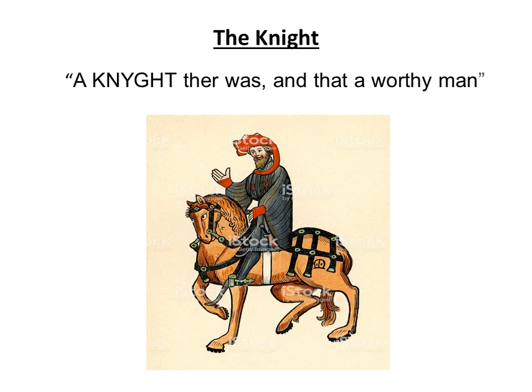Let's begin the characters with the knight. "A knight there was, and that a worthy man." The knight represents the chivalry of the Middle Ages, and Chaucer uses the word worthy or worthiness 5 times to describe the knight. He is a perfect gentleman of highest social standing, who participated in many wars.